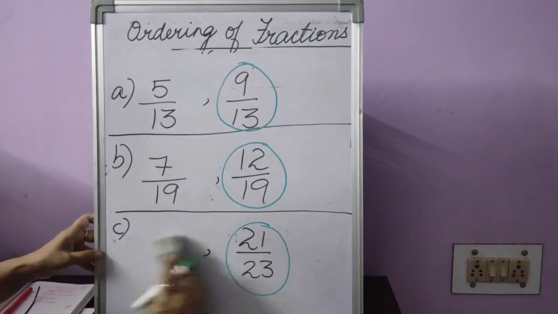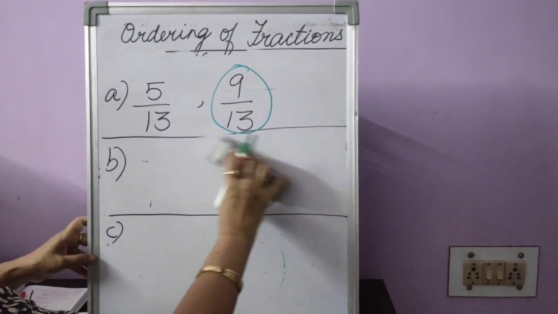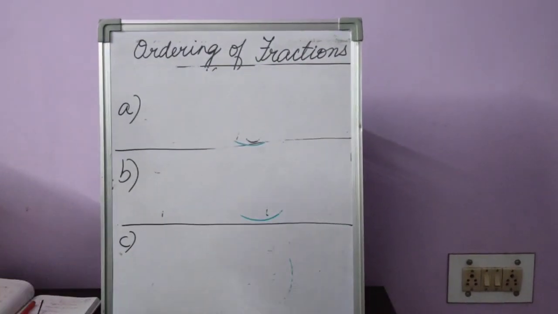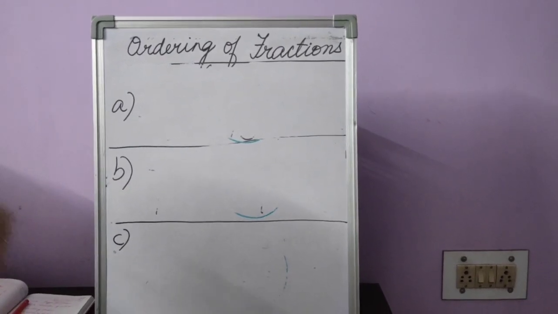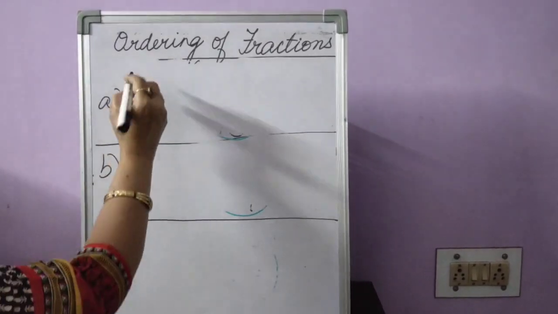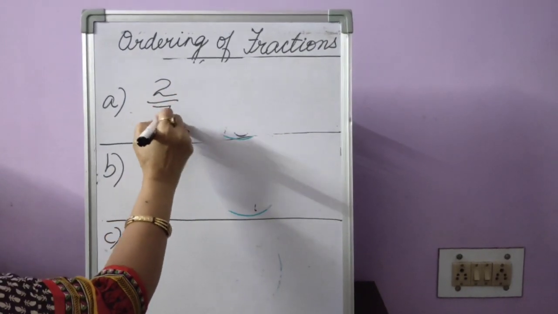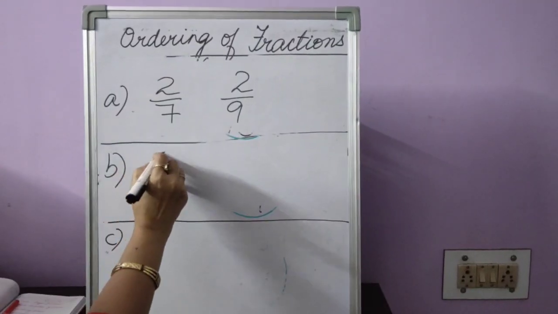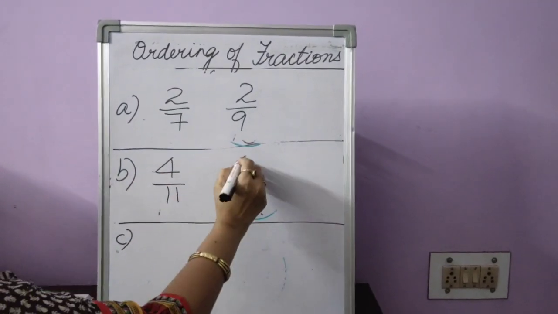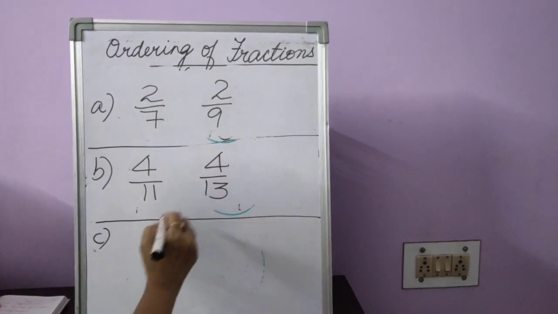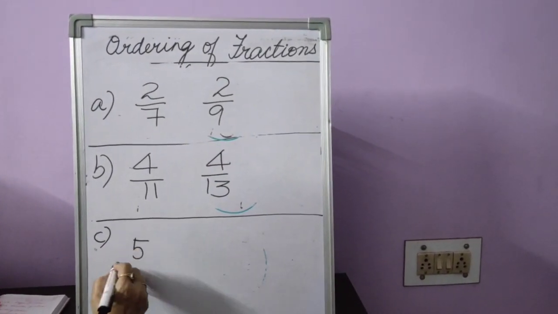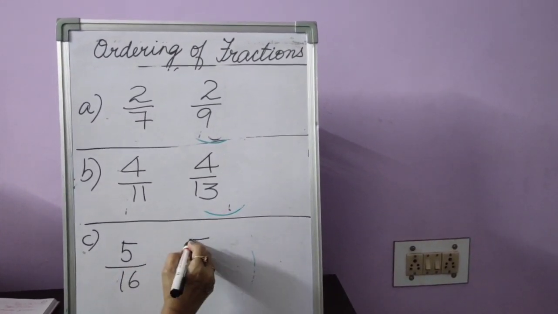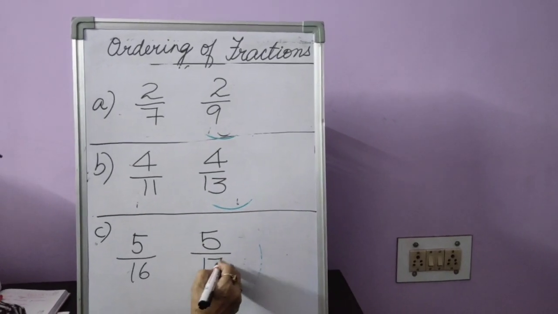Okay. Now some more examples now in which we are going to see what is common. What is same? Either the numerators or the denominators. Now suppose you have 2 upon 7 and 2 upon 9. Then you have 4 upon 11 and 4 upon 13. And you have 5 upon 16 and 5 upon 17.